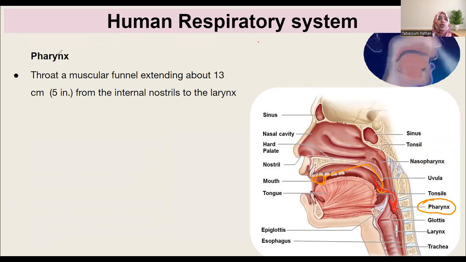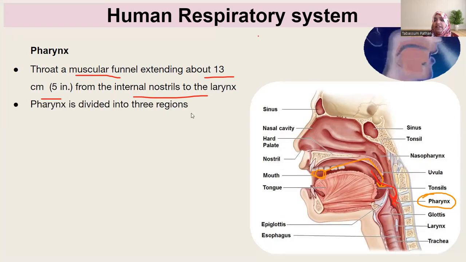Your throat is mostly composed of the pharynx. Basically, the larynx also runs behind the pharynx. So your throat over here has the pharynx and a larynx. It's like a muscular funnel, approximately 13 centimeters, from the internal nostrils to the larynx.